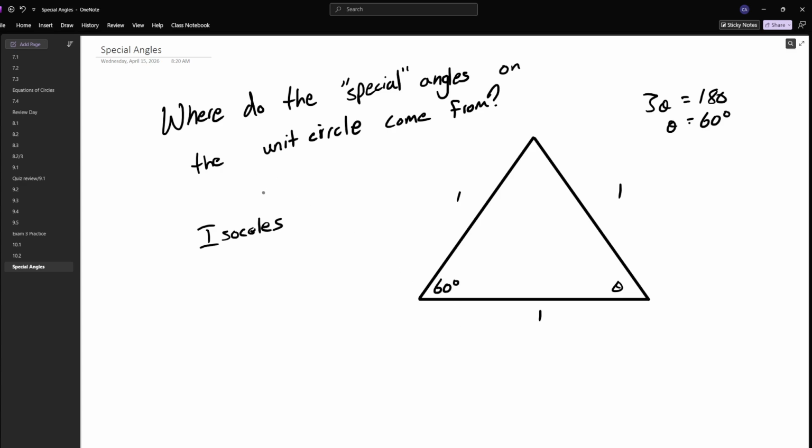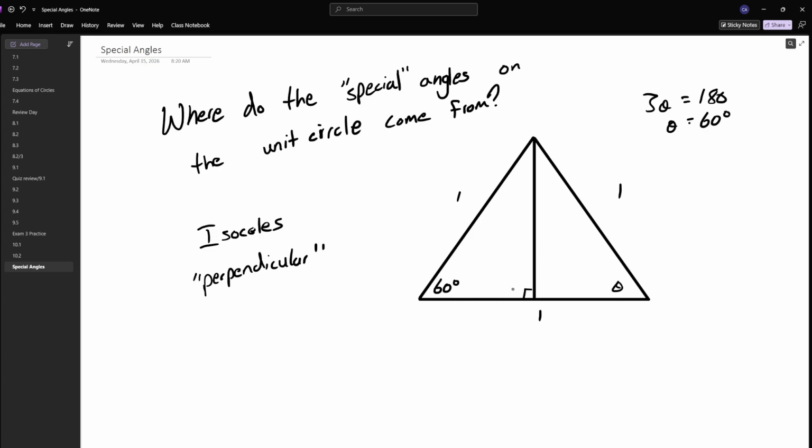Now, where I'm going to deviate a little bit is I'm going to drop something called a perpendicular from one of these angles. If you grab any one of these vertexes and drop a perpendicular, a line from that vertex to the other side that makes a right angle, then all of a sudden you have made 2 right triangles.